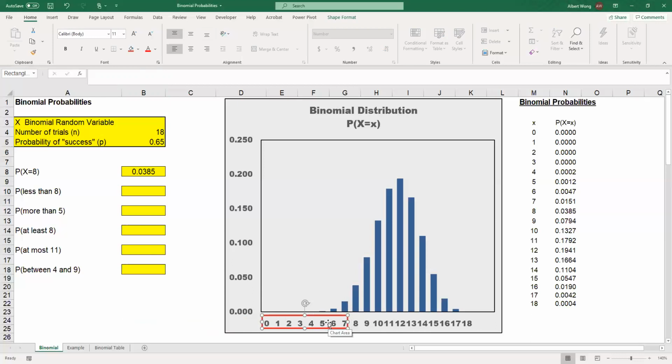Now, one way of doing it, of course, is that we can use what we learned and calculate the probability of x equals 0, probability of x equals 1, probability of x equals 2, and so on, all the way up to 7, and add them up.